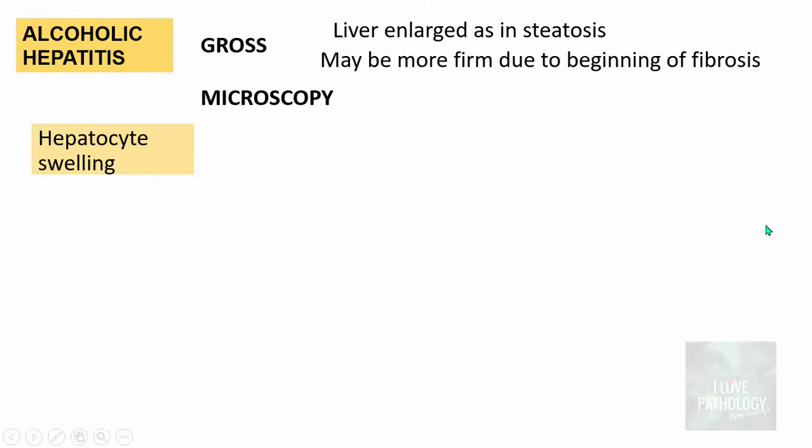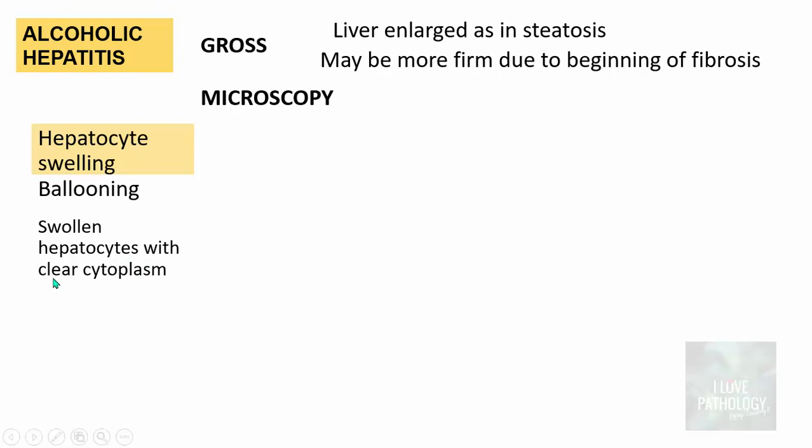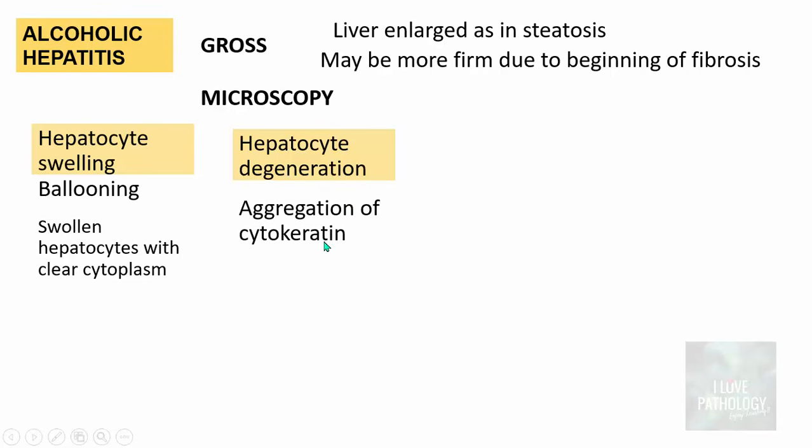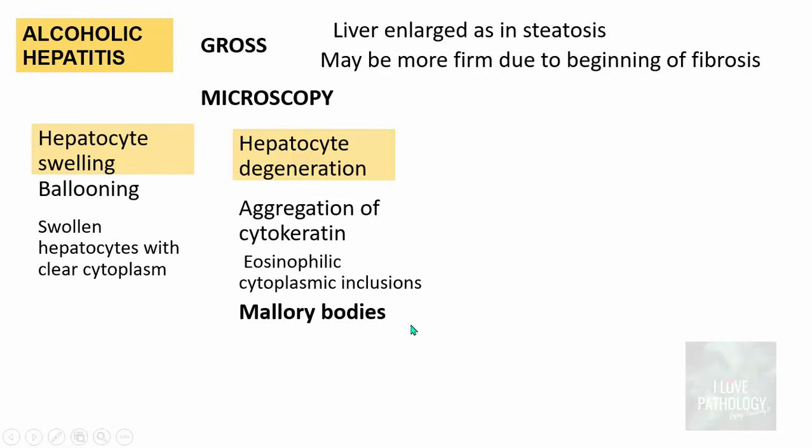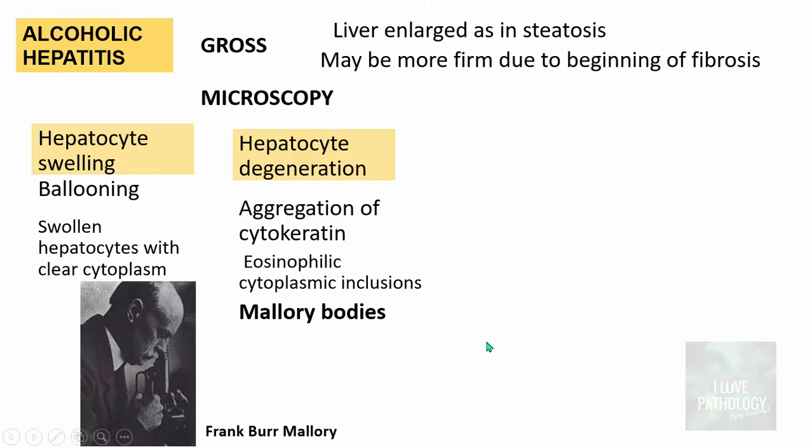On microscopy, we need to demonstrate these things. One, hepatocyte swelling, which is also referred to as ballooning of hepatocytes, where the hepatocytes are swollen with clear cytoplasm. The next one is hepatocyte degeneration, where there is aggregation of cytokeratin, which appears as eosinophilic cytoplasmic inclusions. These are referred to as Mallory bodies, named after the American pathologist Frank Burr Mallory.